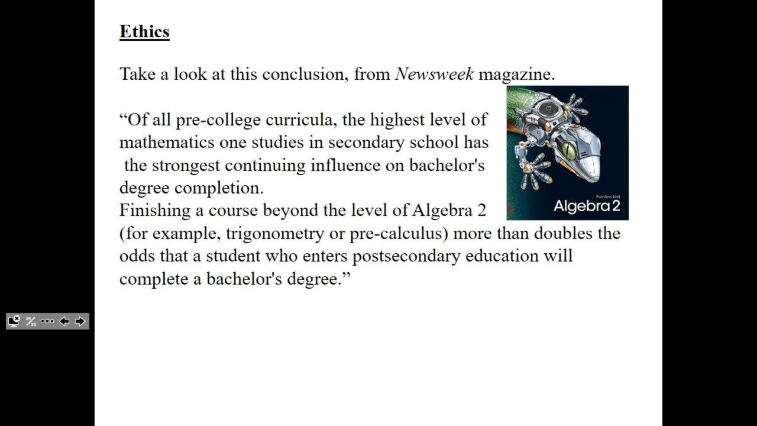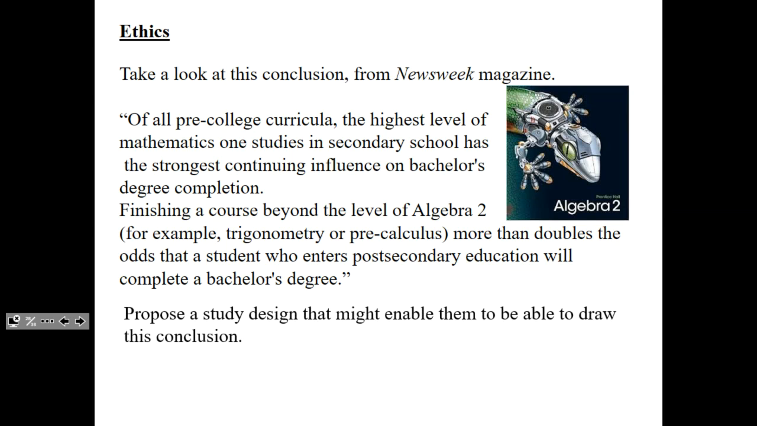Now that's what they came up with. That's their conclusion. But that looks like it might be an observational study. How could we do an experiment that would let us draw that conclusion? Well, I take a group of students, randomly, who've completed all the way through Algebra 2, and then randomly assign the students. Some will get a course beyond Algebra 2, and the rest wouldn't. And then a few years later, compare the results.